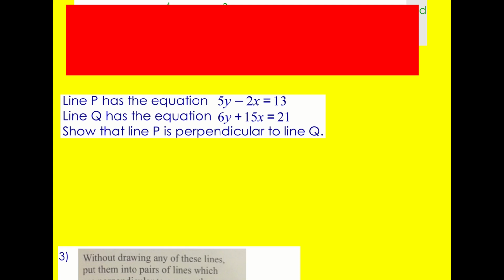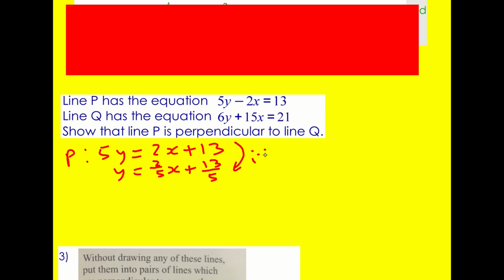Okay, best thing to do in both cases is get the gradient. So I can write down for P that 5y is equal to 2x plus 13 by rearranging. So y is going to be 2/5 x plus 13 over 5. I've divided both sides through by 5, and I've straight away written it as 2/5 x. It's okay to go straight from there to there once you become confident. If you want to do extra steps, go for it.